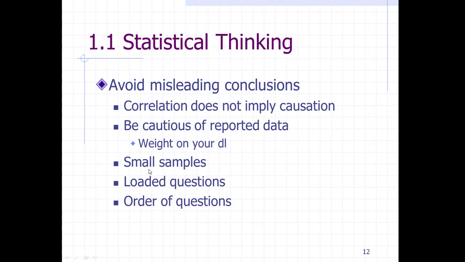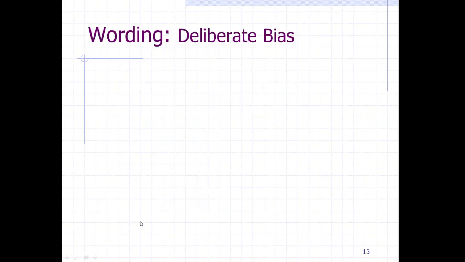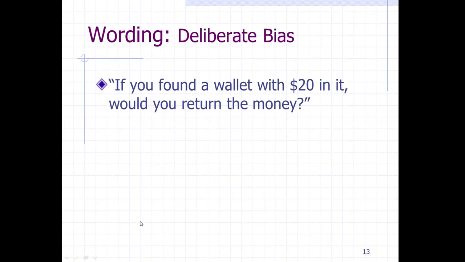Also, if you have very small samples, you can get very wrong conclusions, and we'll talk about the size of samples that are required in, I think, Unit 3. And then there are loaded questions. We'll look at an example of that, and we'll look at the order of questions on the next slide or two. Here is a loaded question.